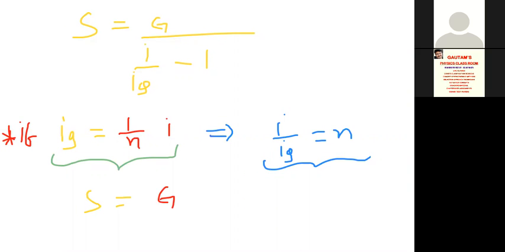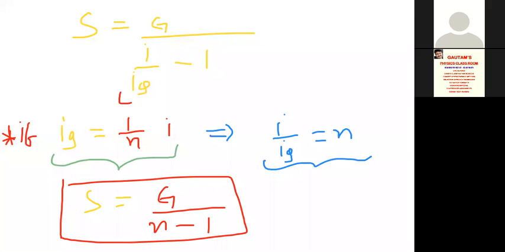S is equal to G by n minus 1. That I by Ig I am writing as n. I hope you are clear. So from an objective point of view, this information is very important.